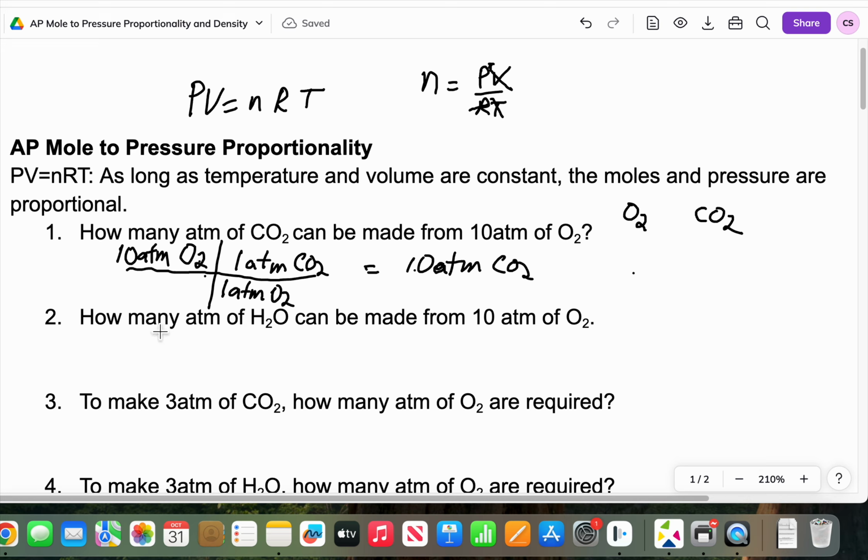Now, if you do the H2O one, it's a little bit different. So let me just show you. If you have 10 atmospheres of O2, for every 1 atmosphere of O2, because you have 2 O's here and you only need 1 for every H2O, you can get 2 atmospheres of H2O. And so you end up getting 20 atmospheres of H2O.